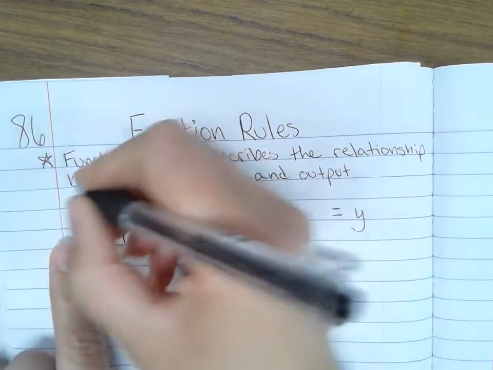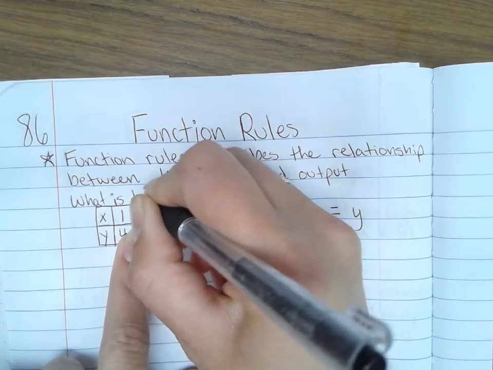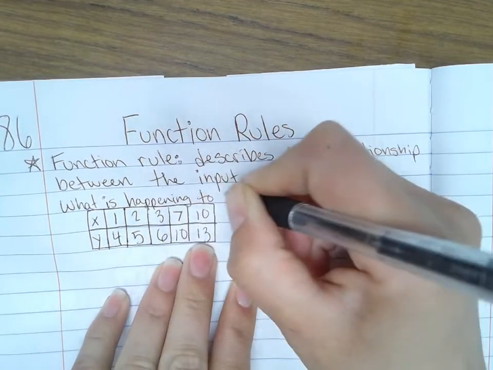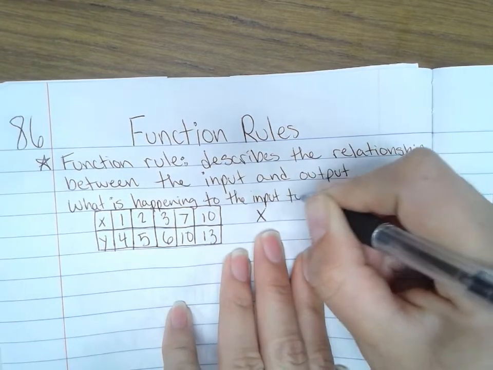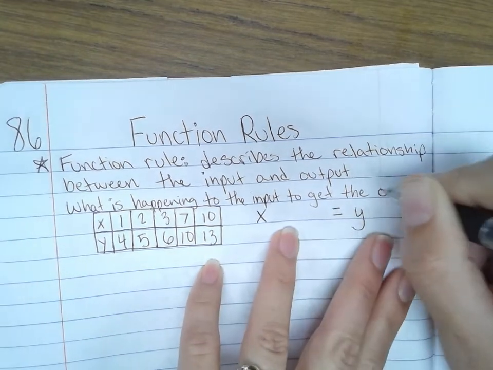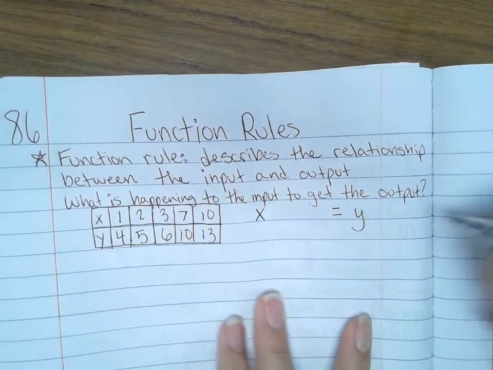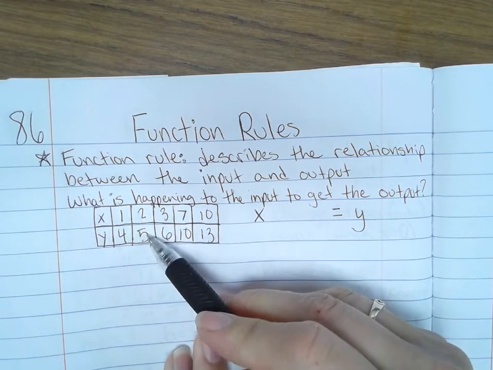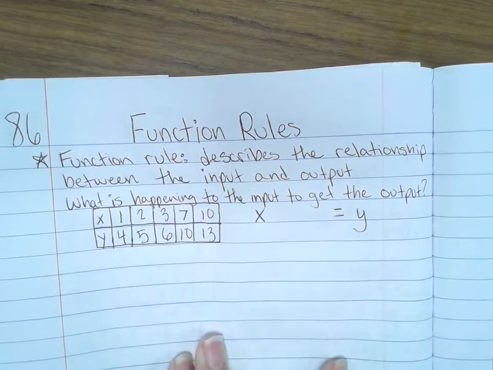What's happening to the input? Let's write this here. What is happening to the input to get the output? Okay, if we look here, 1, we get 4. 2, we get 5. 3, we get 6. 7, we get 10, and 10, we get 13.